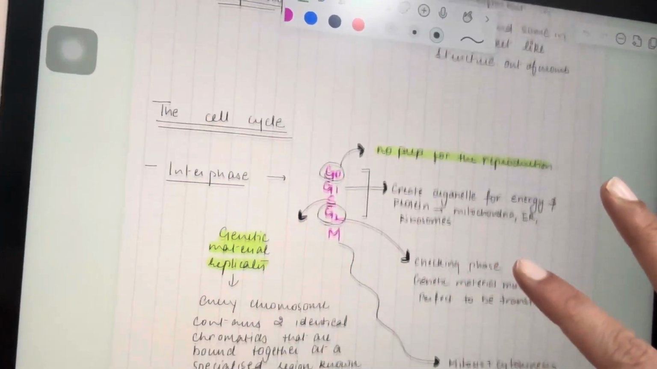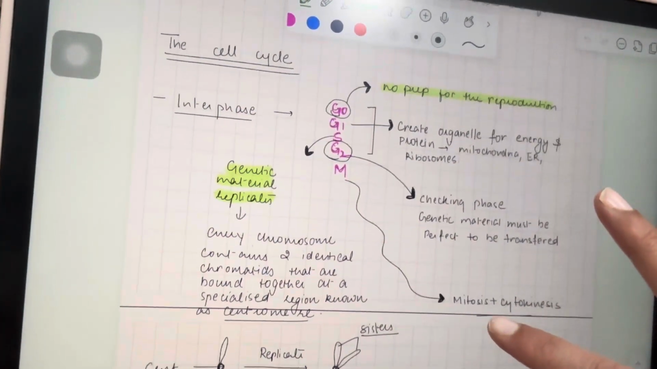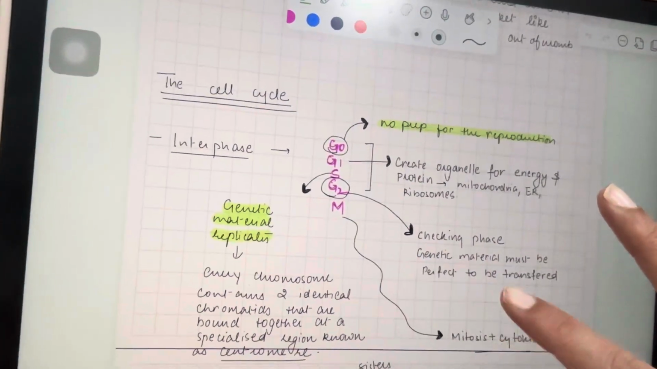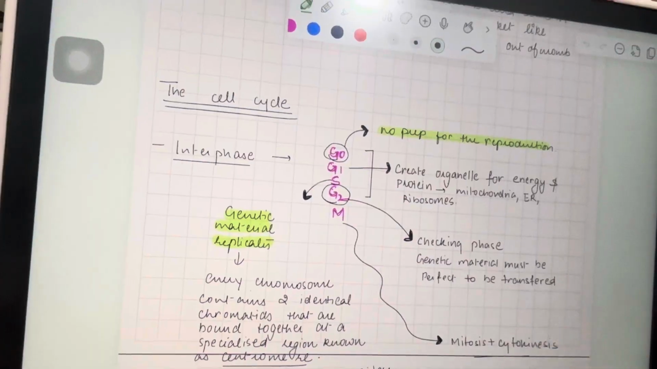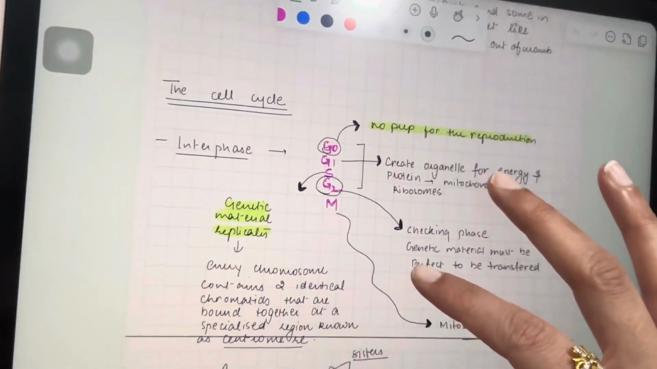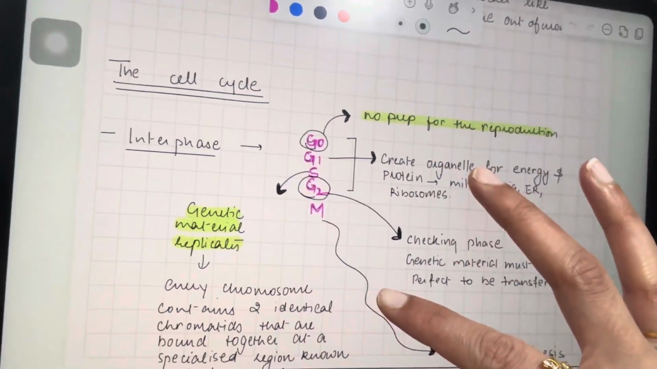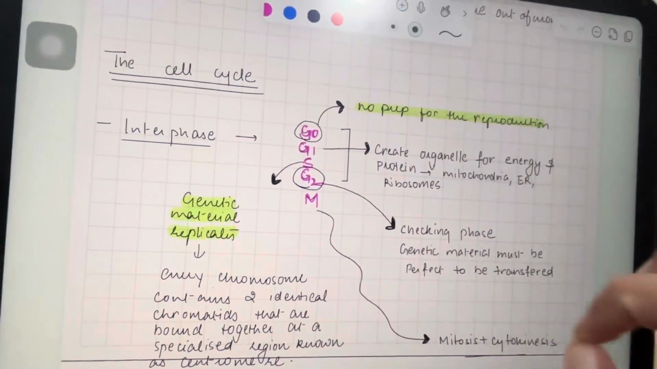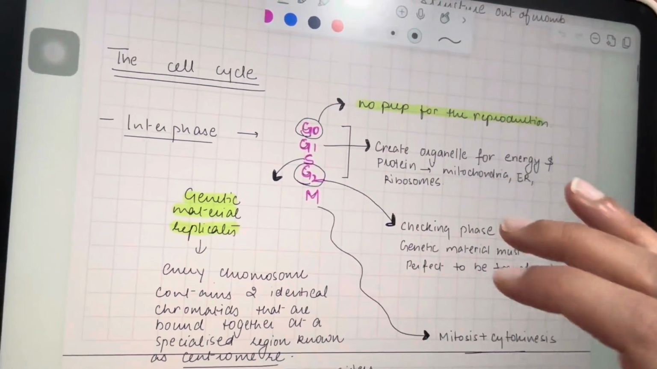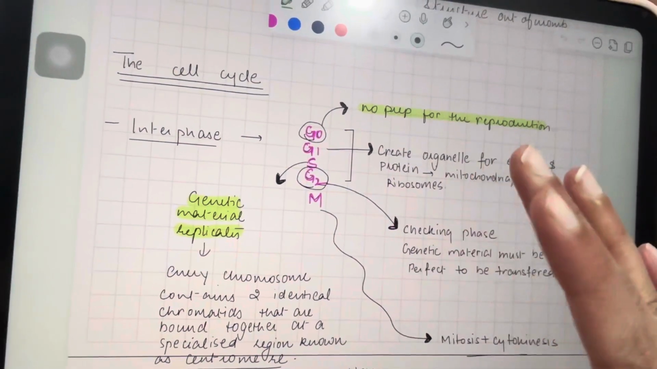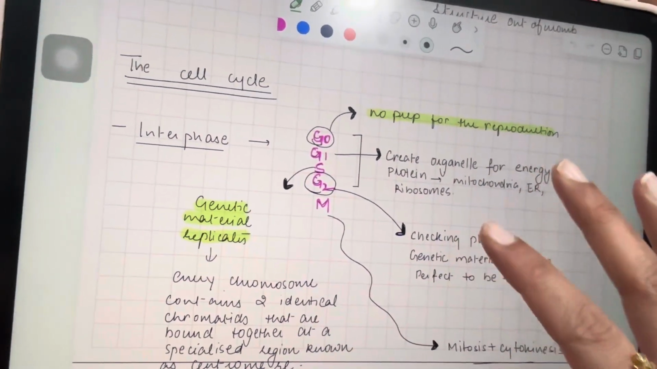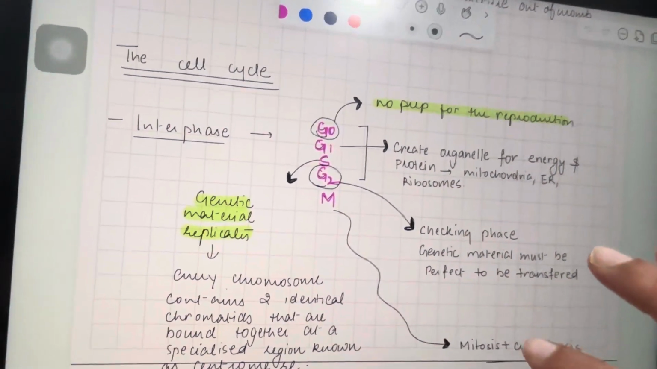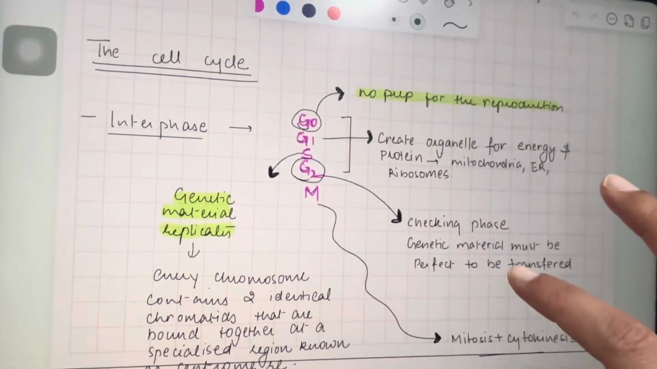Then comes the cell cycle, which is very important. The cell cycle has different phases. We will be studying each and every phase one by one. First one is the G0 phase. The G0 phase is where the cell is not at all preparing for reproduction. It is just existing. Then comes G1.